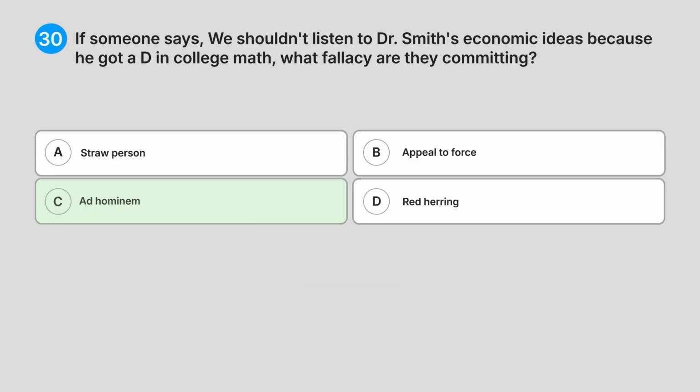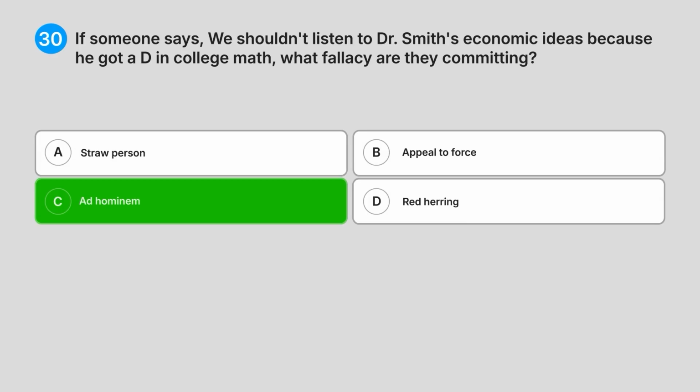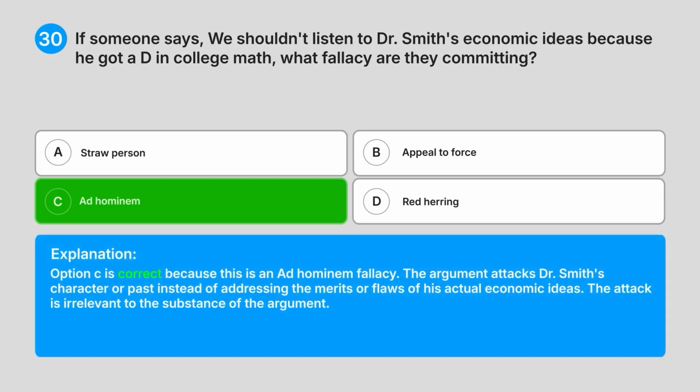Correct answer, C. Ad hominem. Explanation. Option C is correct because this is an ad hominem fallacy. The argument attacks Dr. Smith's character or past instead of addressing the merits or flaws of his actual economic ideas. The attack is irrelevant to the substance of the argument.